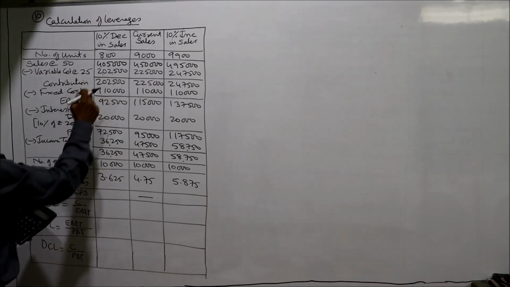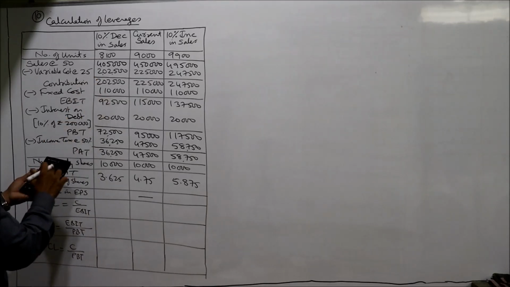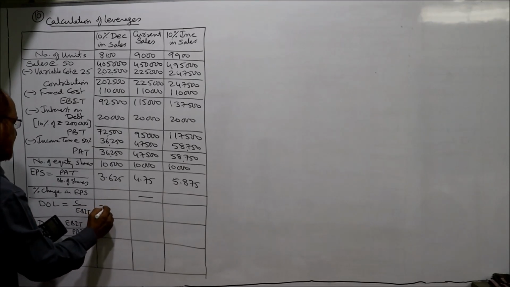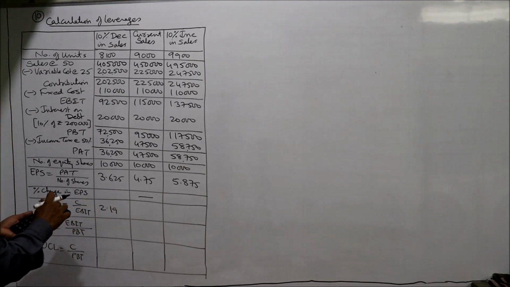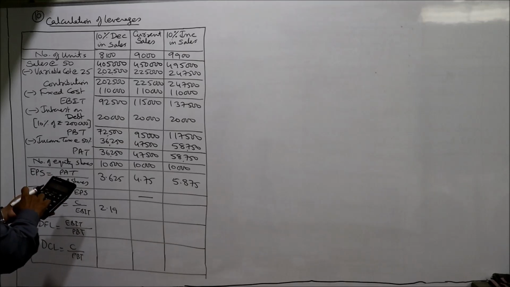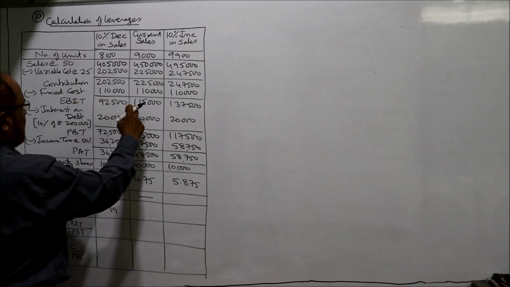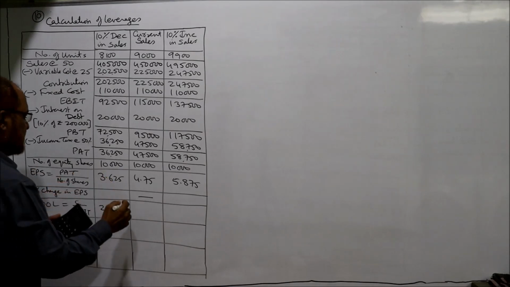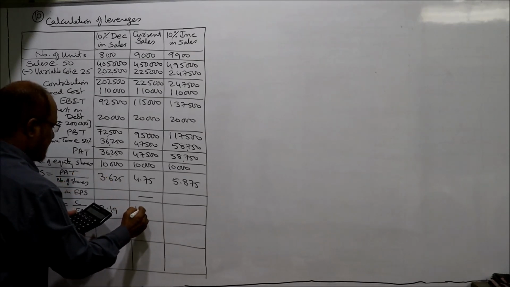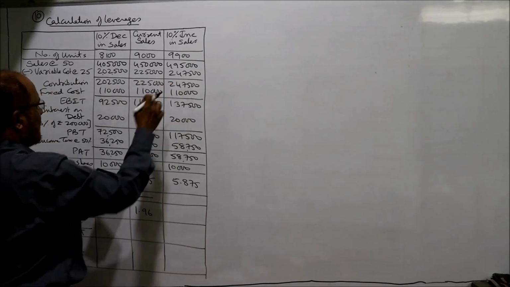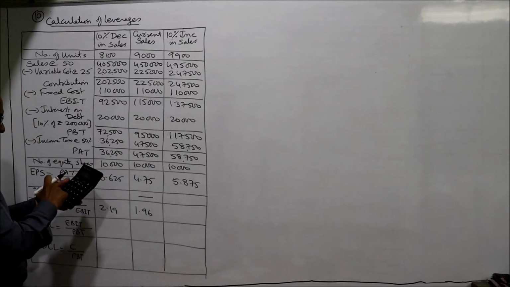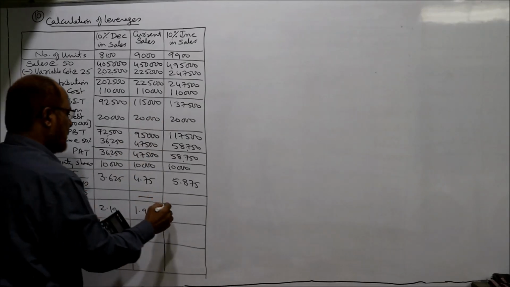C by EBIT. 2,02,500 divided by 92,500, 2.19. Next one, C, 2,25,000 divided by EBIT 1,15,000, that is equal to 1.96. Last one, contribution 2,47,500 divided by 1,37,500, 1.8.